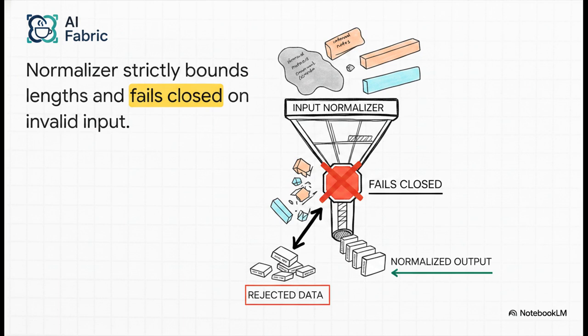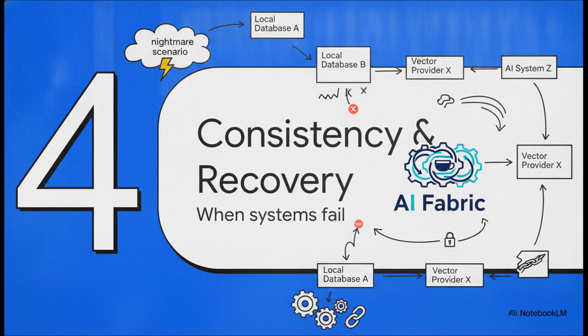Embedding and vector failures must remain explicit because we definitely don't want our AI hallucinating what it thinks should have been synchronized. Which brings us to Section 4, Handling Consistency and Recovery. Time to deal with the nightmare scenarios of distributed systems.